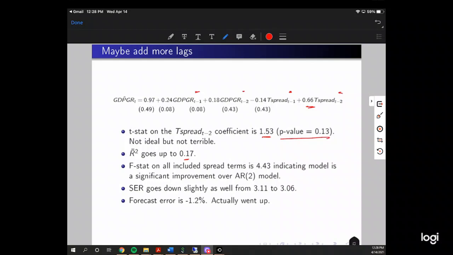The f-stat on all included spread terms, in other words, we did a joint hypothesis on both of these, the f-stat is 4.43, indicating the model is a significant improvement over the AR2 model, where the AR2 model is just these two growth rates. The standard error of regression goes down slightly from 3.11 to 3.06, but the forecast error actually went up. And so if you're only concerned with forecasting, then you do not want to include the second lag of the term spread in the model.